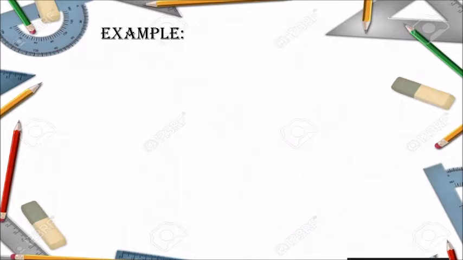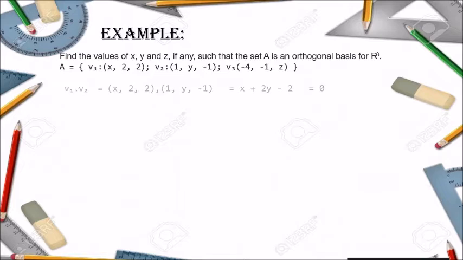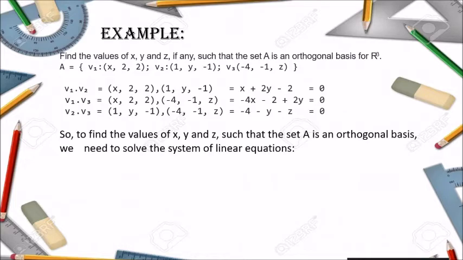We take a look at the example. Find the value of x, y, and z, if any, such that the set A is an orthogonal basis for R3. Given that the set A consists of V1, V2, and V3. V1 dot product V2 equal to 0, V1 dot product V3 equal to 0, and V2 dot product V3 equal to 0.